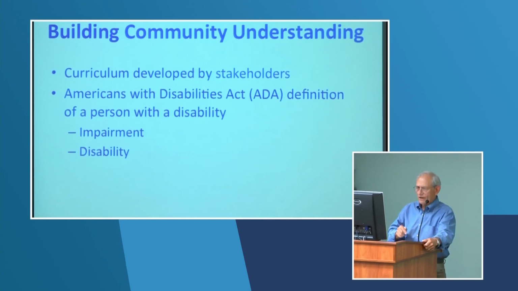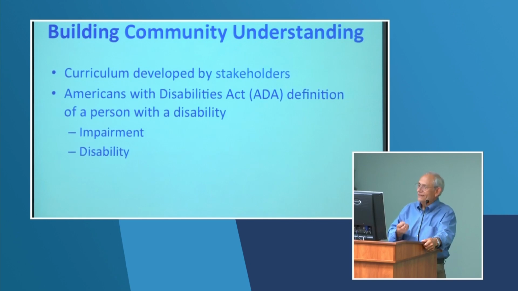Now, the Americans with Disabilities Act defines a person with a disability as a person who has a physical or mental impairment that substantially limits one or more major life activities. It includes people who have a record of such impairment, even if they don't currently have the disability. It also includes people who don't have a disability but are regarded as having a disability.